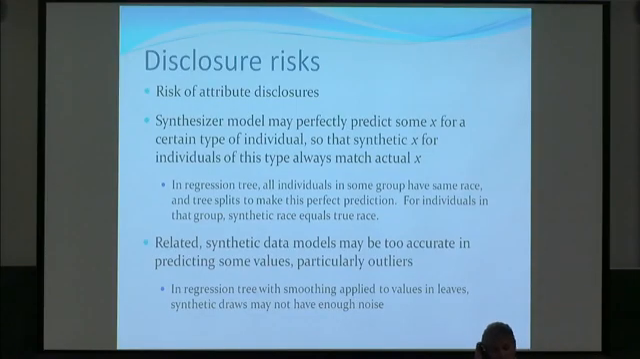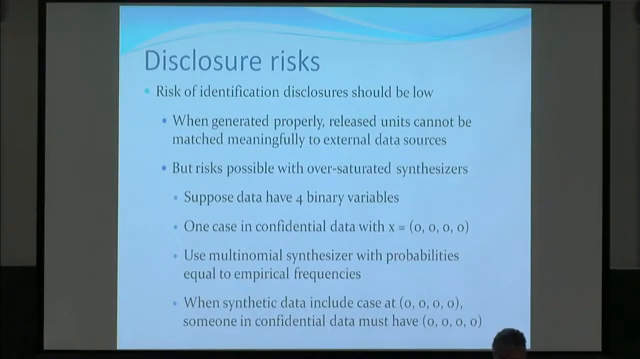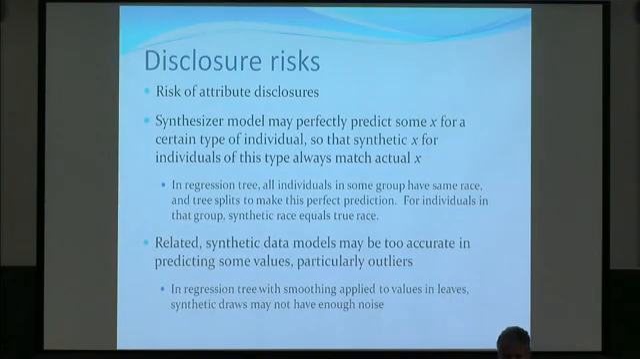And I think the more pressing, I mean, with real data, with the types of models we build, we rarely can saturate it that much, just practically. We make all sorts of modeling assumptions that really cut things down. So in my experience, it's pretty hard to think about identification. But there are attribute disclosure risks, and this is the more serious threat, I think. So we know that synthesizers can perfectly predict some X for certain types of individuals. Right? And then, if so, the synthetic data will have those true values of X that have been generated.